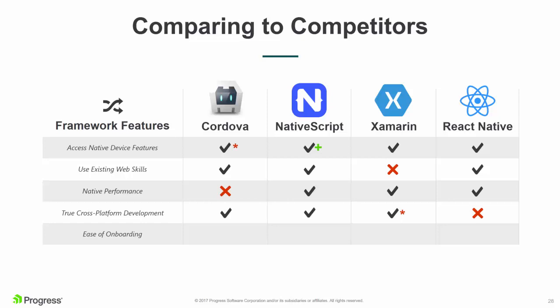And in terms of ease of onboarding, it's a tough call and very subjective, I'll admit, but I would say as of today, Cordova has a slight edge if you're coming from a web developer perspective, hence the asterisk next to NativeScript. Now, both are easy to use, but Cordova may be slightly easier today. I personally think Cordova and NativeScript have a leg up here over Xamarin and React Native, but this is just my opinion.